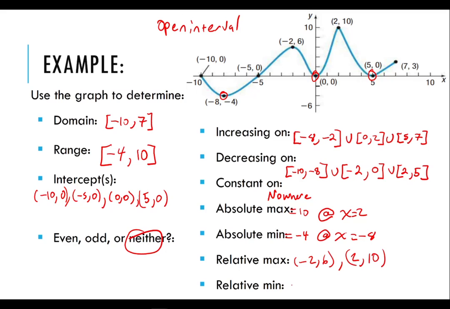Then for the relative minimum, where do they occur? The relative minimums occur at all the troughs. So those are going to be the ordered pairs -8, -4, 0, 0, and 5, 0. Then once again, if someone asks you what are the relative minima, they are -4, 0, and 0. But if they ask you where they occur, it's at x equals -8, 0, and 5.